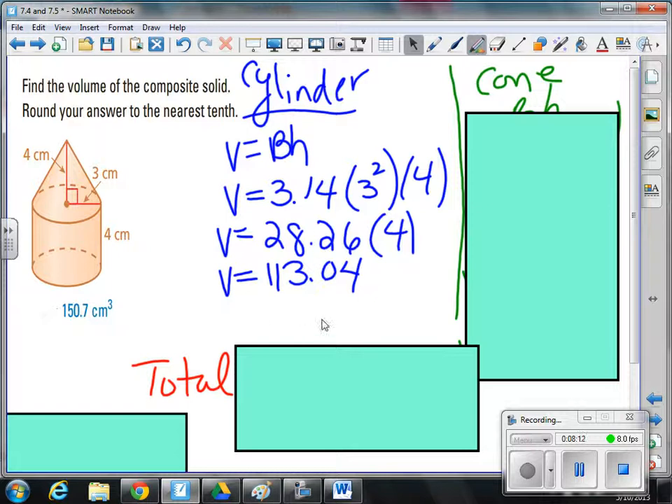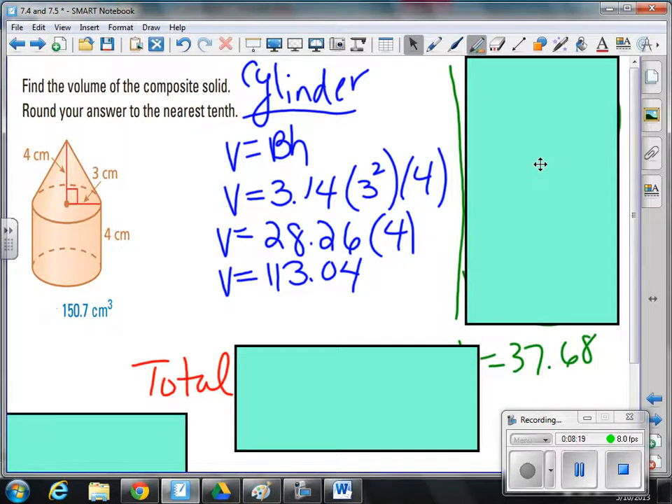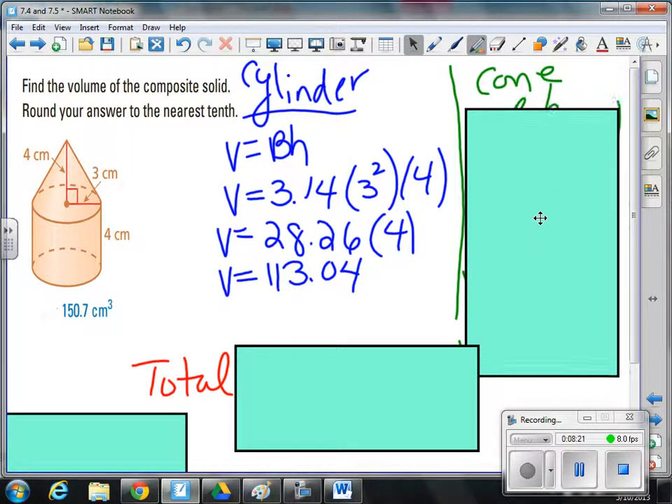To find the cone, since the area of the base and the height are exactly the same as the cylinder, we can take 113.04 and just divide by 3. And you should get an answer of 37.68. Let's assume you forgot that rule.